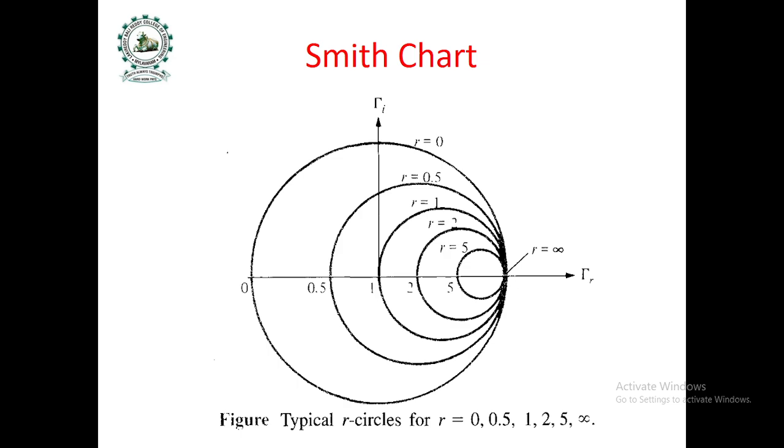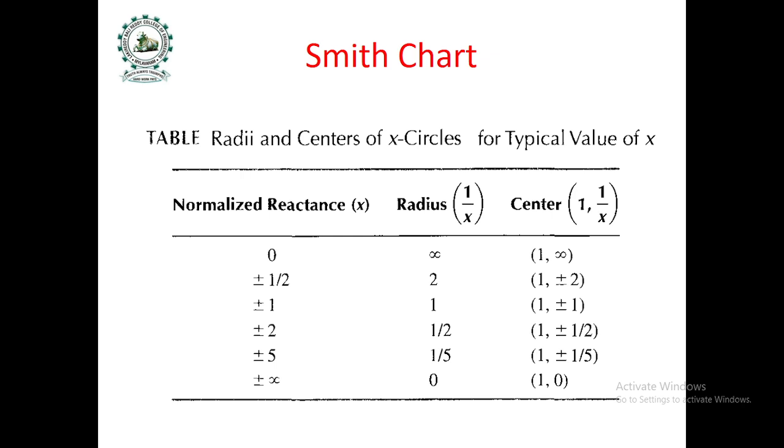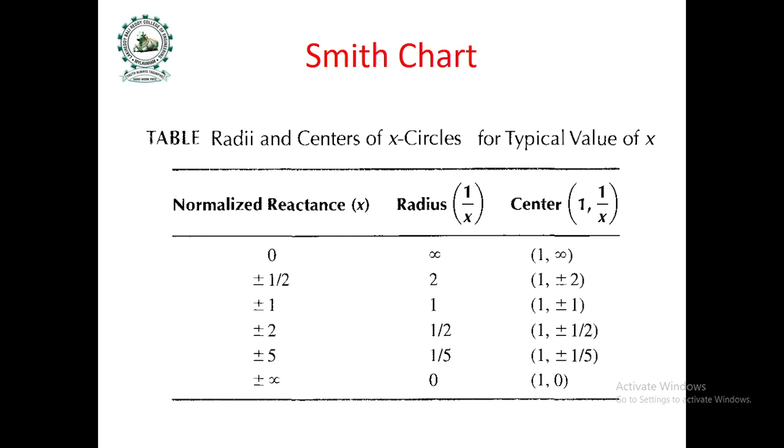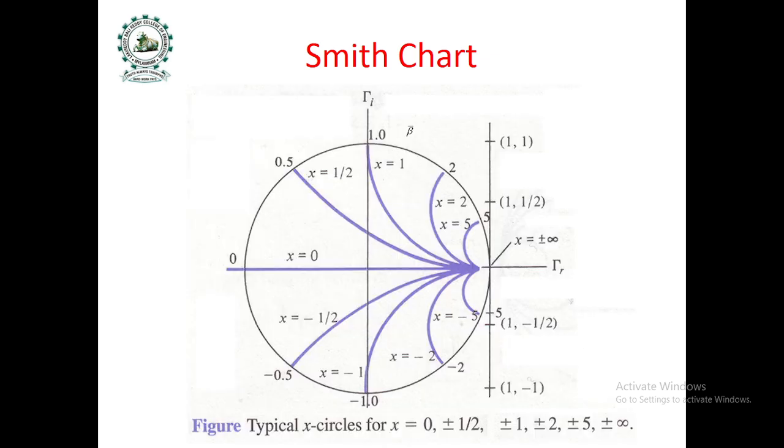So the R equal to 0 circle is the outermost circle. The R equal to 1 circle passes through the center of the Smith chart. Next, the X circles. The X equal to 0 circle is a horizontal line. Then the X equal to 1 circle. Here X is either positive or negative. R is always positive. X is either positive or negative. X positive is related to inductive reactance. X negative is related to capacitive reactance.